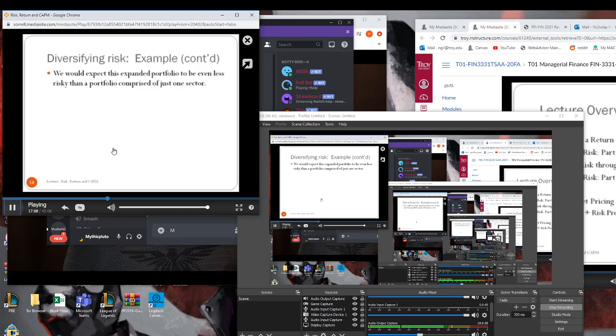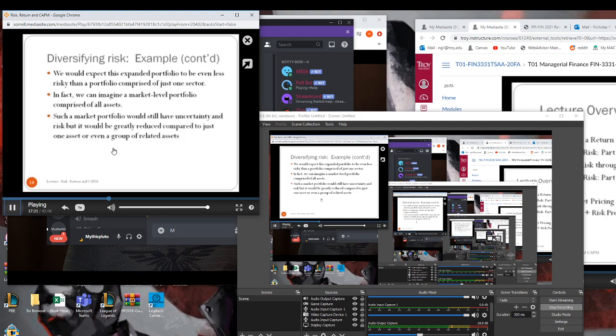Well, we would expect this expanded portfolio to be even less risky than a portfolio comprised of just one sector. In fact, we can imagine a market-level portfolio comprised of all assets. Such a market portfolio would still have uncertainty and risk, but it would be greatly reduced compared to holding just one asset, or holding even just a group of related assets.